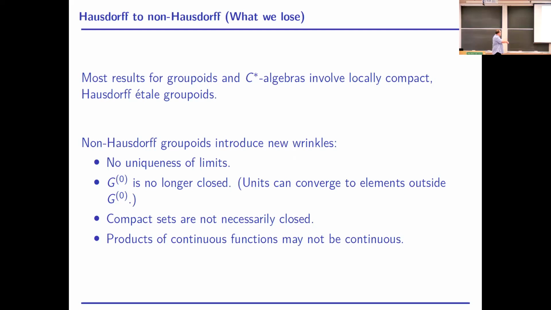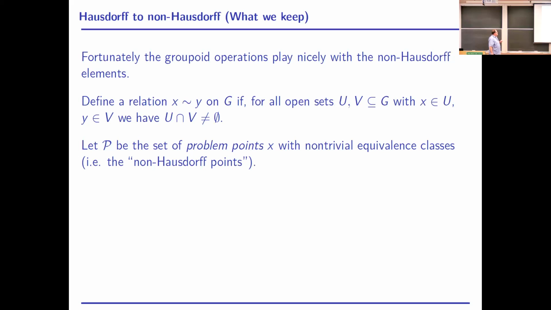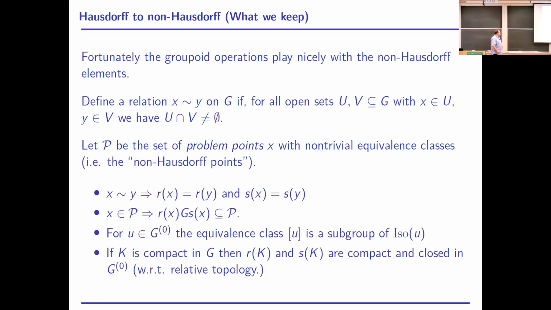And the product, which I'm not defining here, is the product by convolution of continuous functions, and it may not be continuous. That's going to be a problem when we try to define our C-star algebra in a minute. But we do keep a lot, because the groupoid operations play nicely with the non-Hausdorff elements. Multiplication, inverses, range and source are all continuous with respect to the topology.